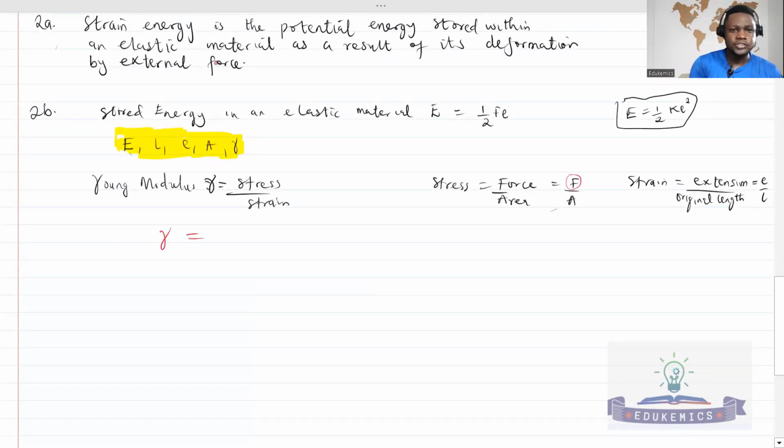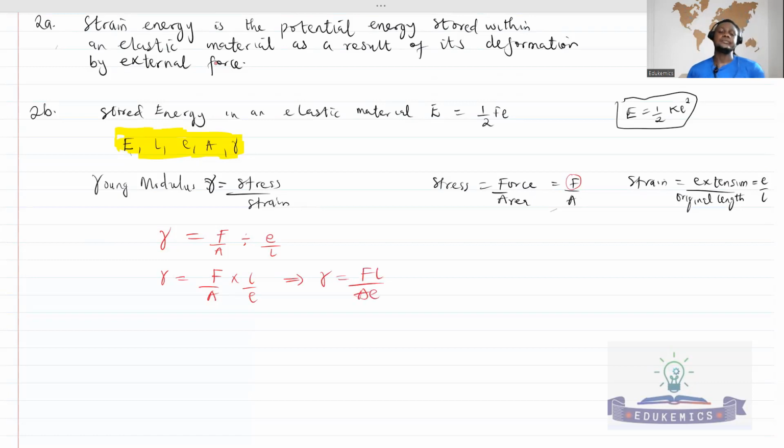So the Young modulus is stress over strain. So our stress, we say, is force over area. Then this over is division, so divided by the extension over the length. So the Young modulus is force over area times length over the extension. This implies that the Young modulus is given as FL over AE.